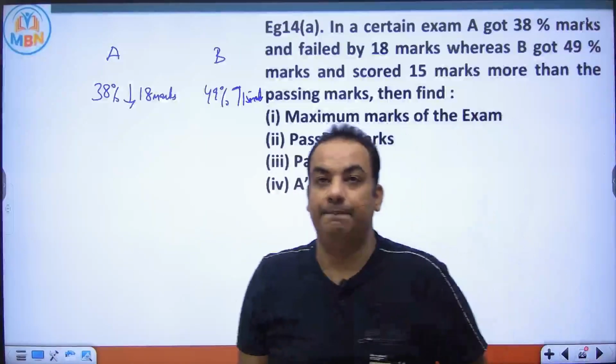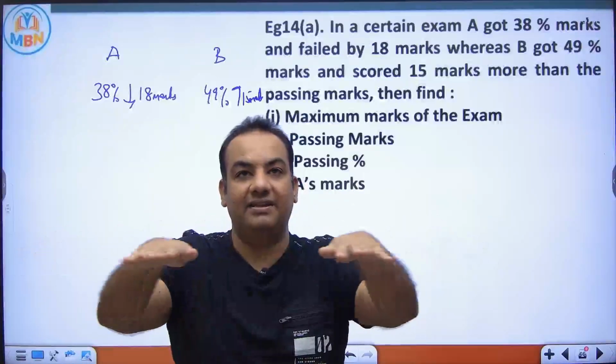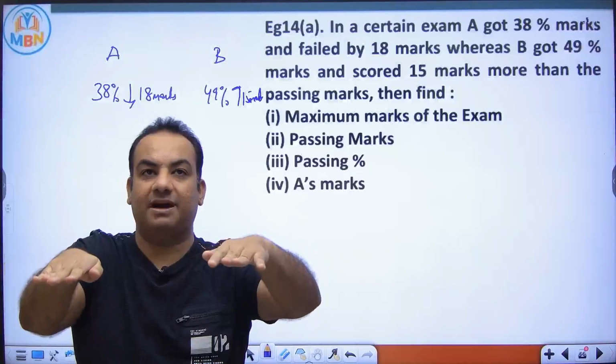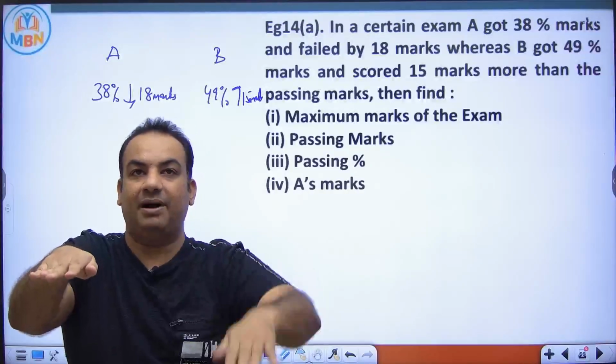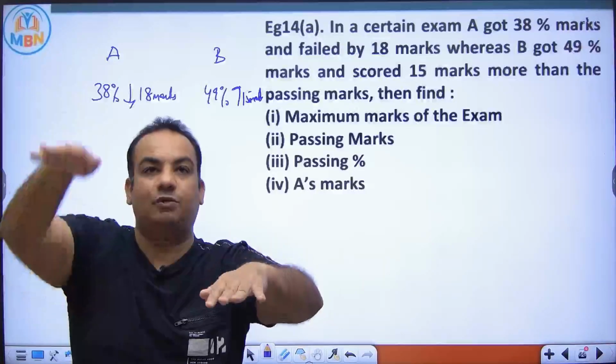Now please understand, there are 2 students. Let both have the target of clearing the exam. Okay. So let this be the target. First candidate, A, got 38% marks, so he failed by 18 marks, whereas another candidate got 49% marks and scored 15 marks more than the passing marks.